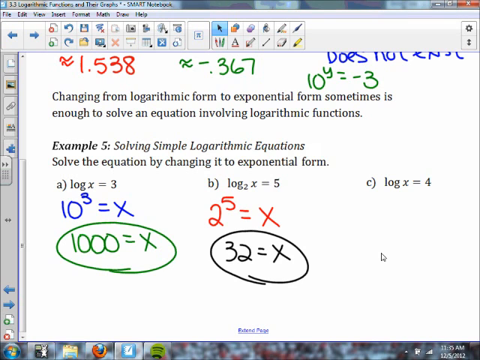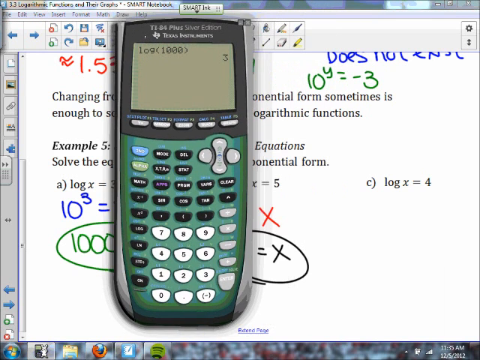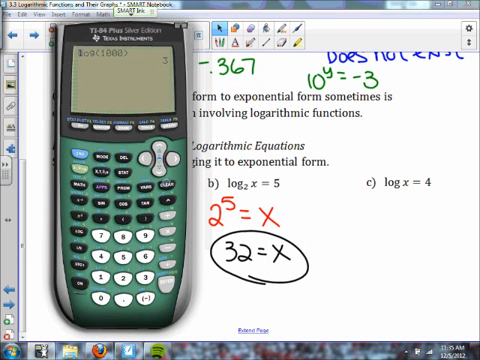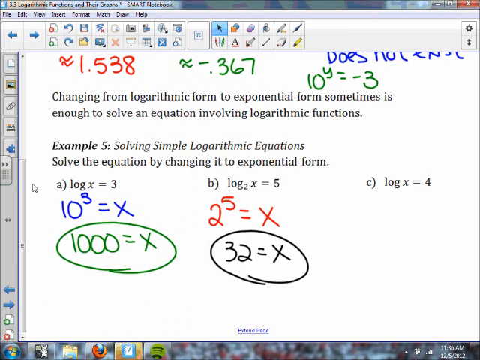Now, there is a way to check this, which we'll talk about in the next section, I believe tomorrow. If I do log of 32 divided by log of 2, I will get 5. Okay, it's called a change of base formula, which we'll learn a little bit later. But that's really how you check that one. How about C?